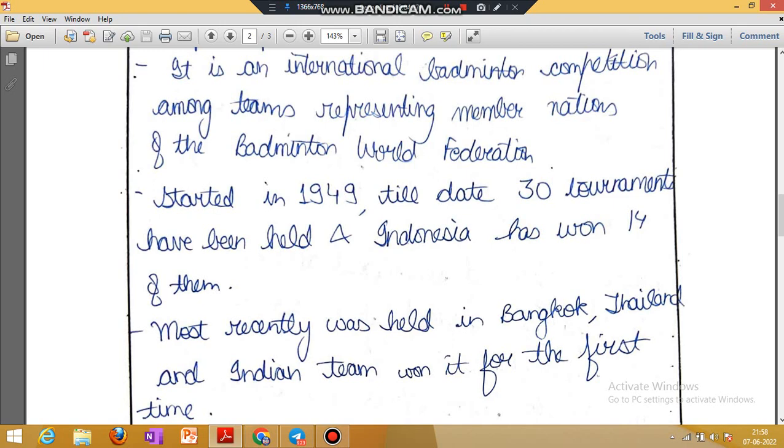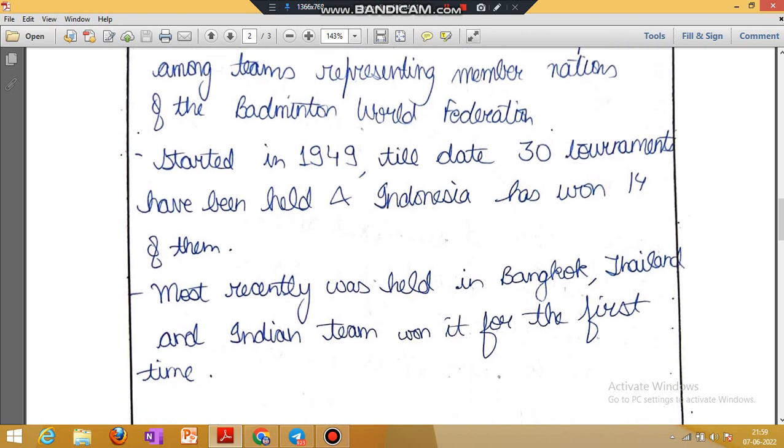So since 1949, so many tournaments have already been held, but India could never win it before this. The team had a member from our state, Lakshya Sen, and they have won the Thomas Cup for the first time. So this becomes extremely important for us. Be ready for it. There is a high probability that this may be asked.